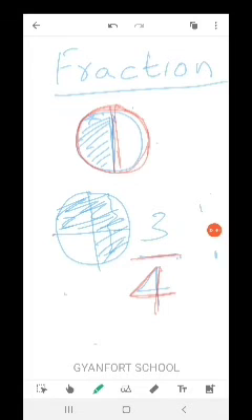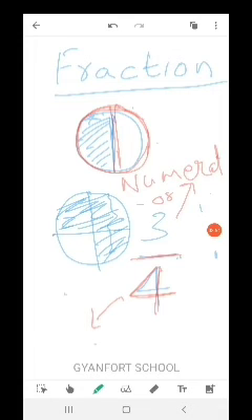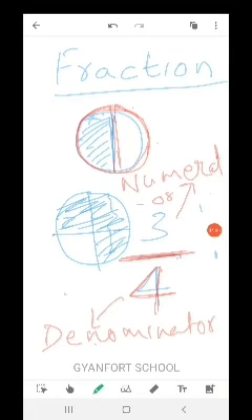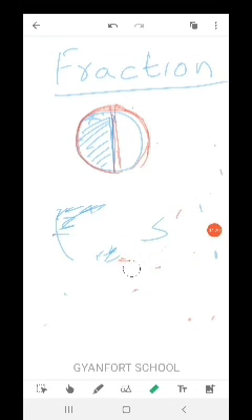In standard terms, we call this number 3 the numerator, and this is the denominator. This is the line below which we put the denominator and above which we put the numerator, right? I hope it's clear.